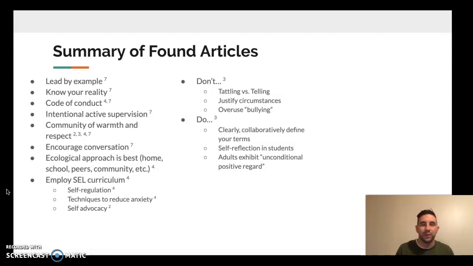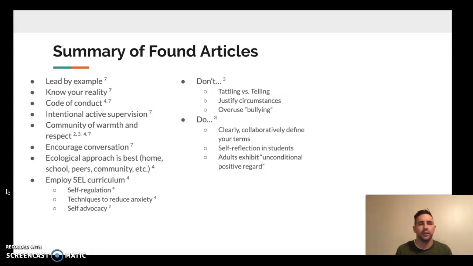And then one of my articles I thought was really interesting was about do's and don'ts, and I think it was actually from the student perspective. And so they said, don't focus on what's tattling versus telling, and let us feel safe just bringing you what we have, not feeling like we're going to get judged for what we thought was important. And don't justify the circumstances. You hear teachers say, well, that kid had it coming. Don't do that. That certainly doesn't send the right message about what's acceptable.